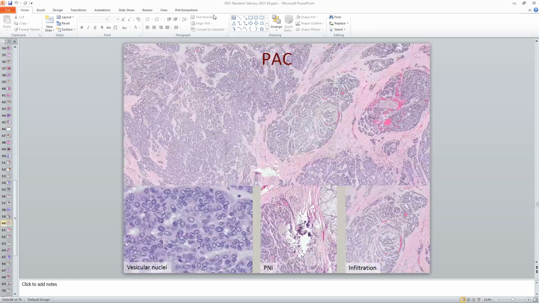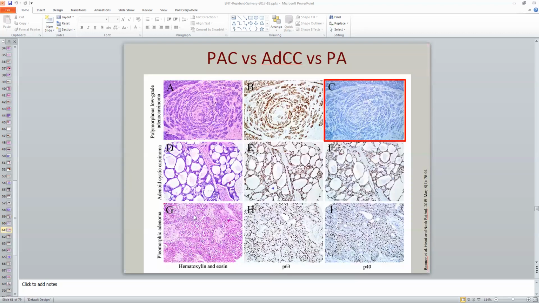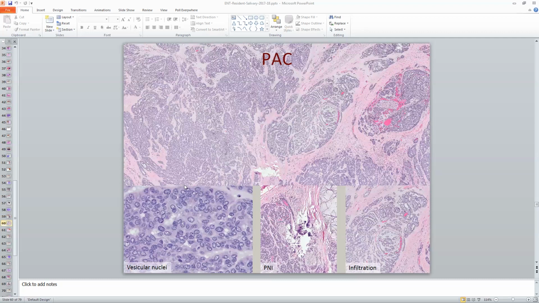Interestingly, here's polymorphous adenocarcinoma with an infiltrative growth pattern and perineural invasion, but different appearing nuclear morphology and different genetics as well.